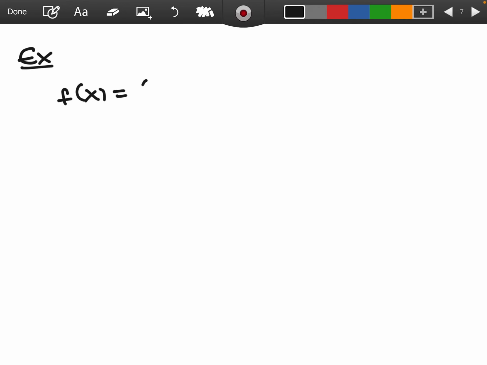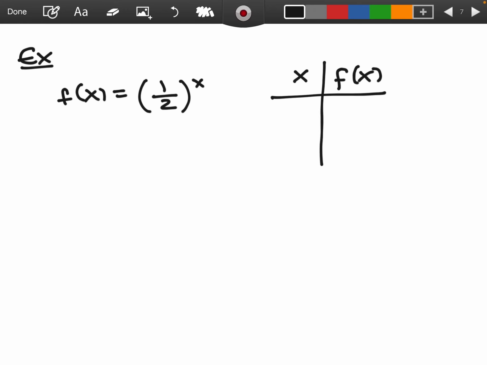Another example that we can do is looking at f of x is equal to 1/2 to the power x. What does this look like? Again, I would plot out 3 points. When x is 0, when x is 1, and when x is negative 1. When x is 0, we know that f of x is 1. When x is 1, I just get 1/2 to the power 1, which is still 1/2.